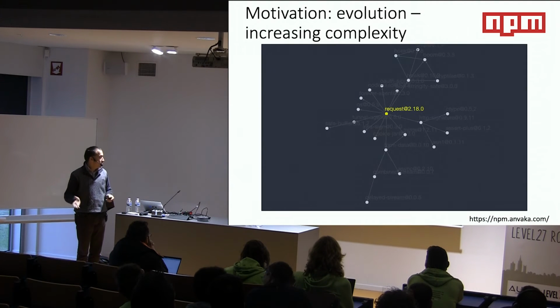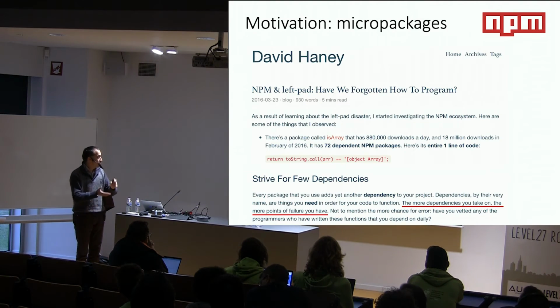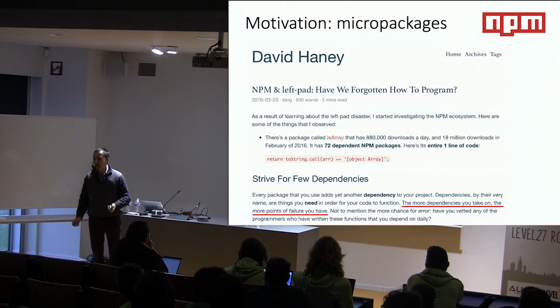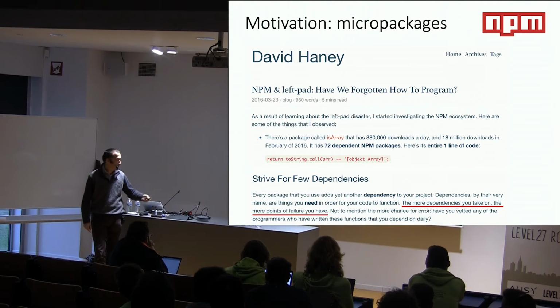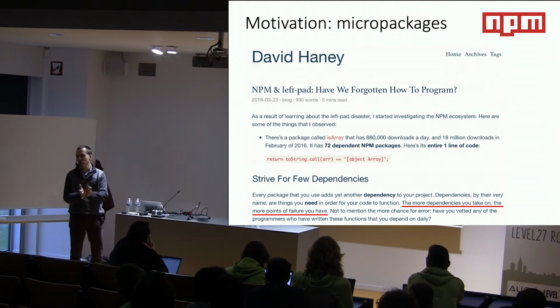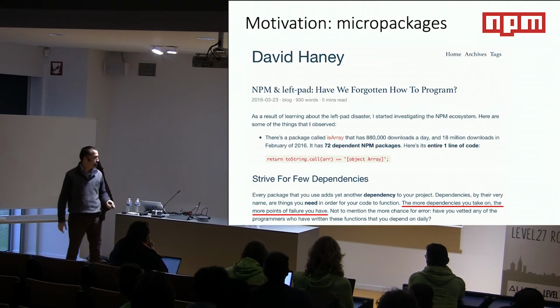So there the question is, should you actually depend on very small packages, or is it worthwhile to implement them yourself? Basically here, that's what this guy in his blog, a well-known NPM developer, wrote. The more dependencies you take on, the more points of failure you have, because you're depending on something that you don't produce yourself, so you have much less control on it compared to if you would have written the code yourself.